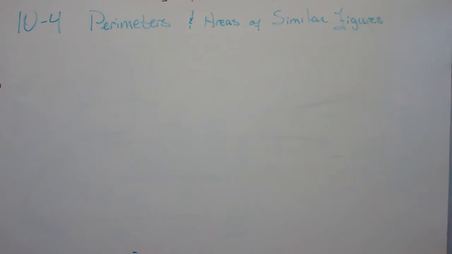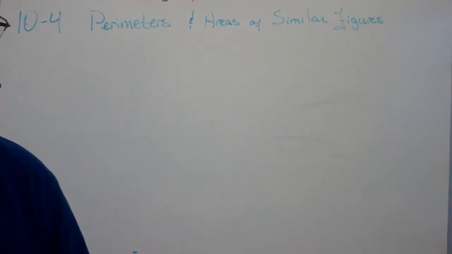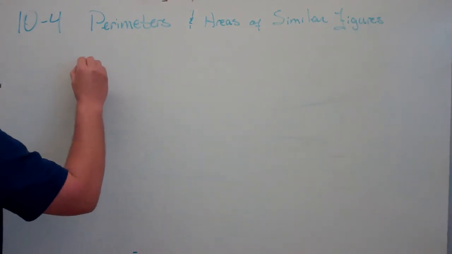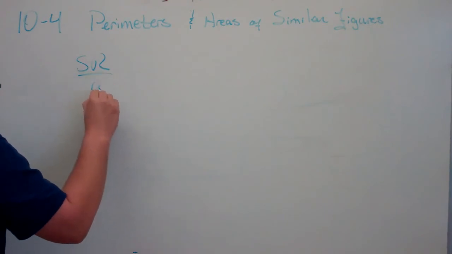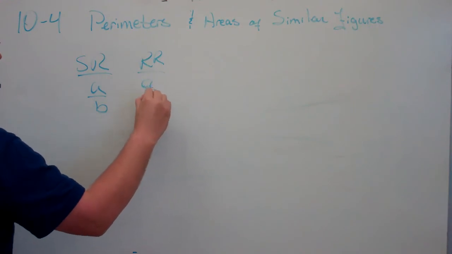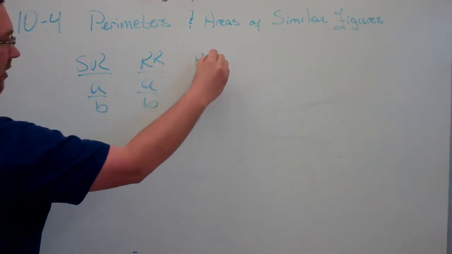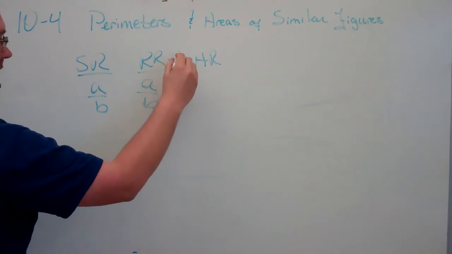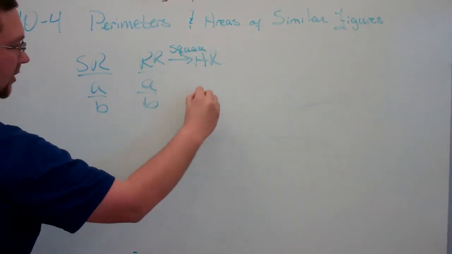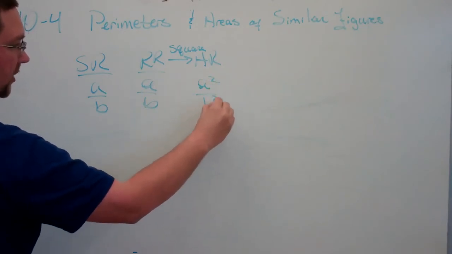Alright, so this has been your 10-4 perimeters and areas of similar figures video. Feel free to watch this as many times as you need to. Make sure you understand how to go between the different ratios. Remember, if your similarity ratio is A over B, your perimeter ratio is also A over B. And then to get to your area ratio from your perimeter ratio, you simply square it. So this would be A squared over B squared.